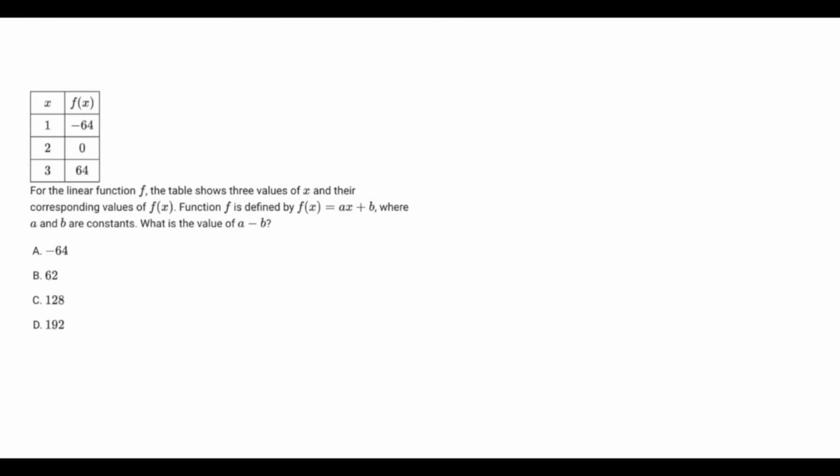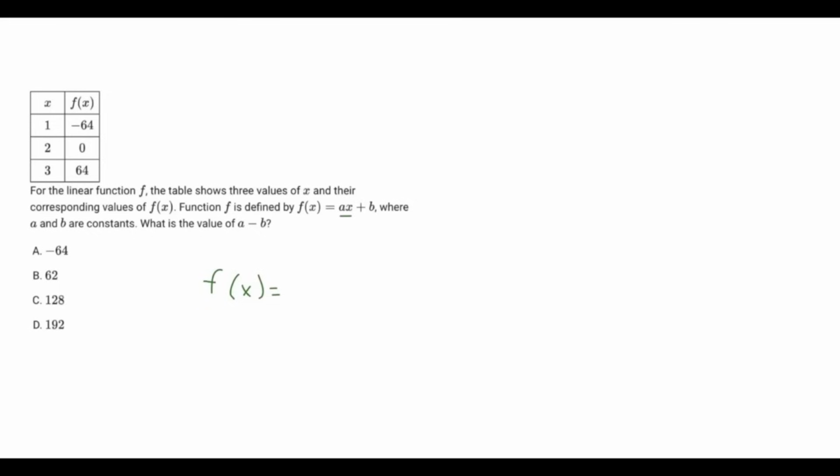It says for the linear function f, the table shows 3 values of x and their corresponding values of f of x. Function f is defined by f of x equals ax plus b, where a and b are constants. What is the value of a minus b? All right, so they give us 3 values of x. And so what we can do is actually make the function, right? Let's plot it out. So we have f of x, and so now we have to find out what the slope is. That's what the a represents because it's right in front of the x.